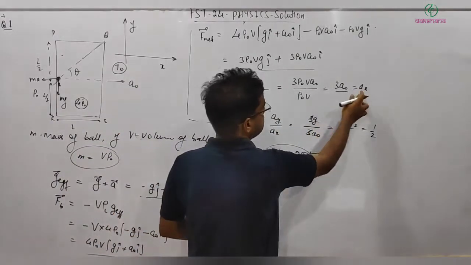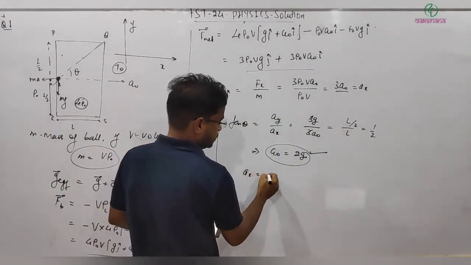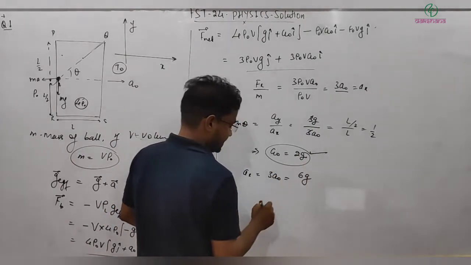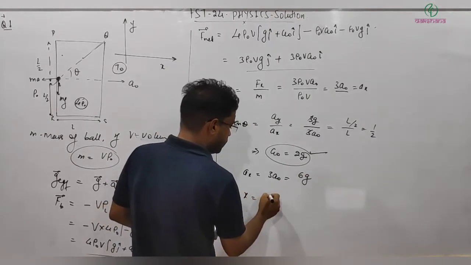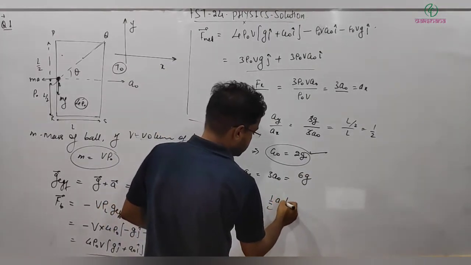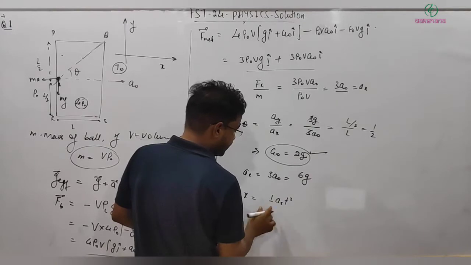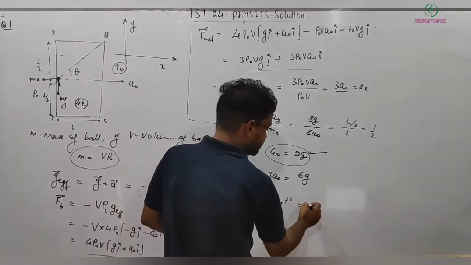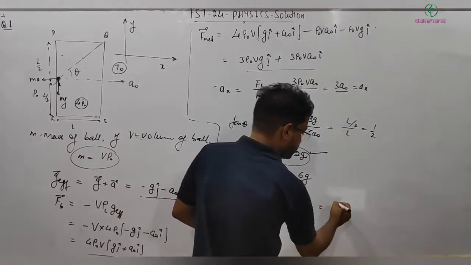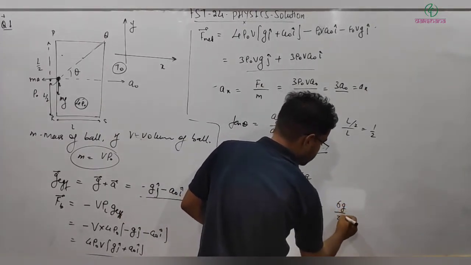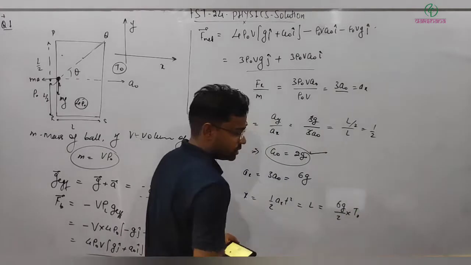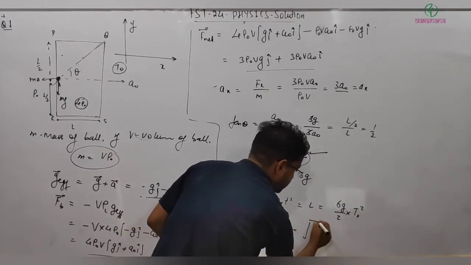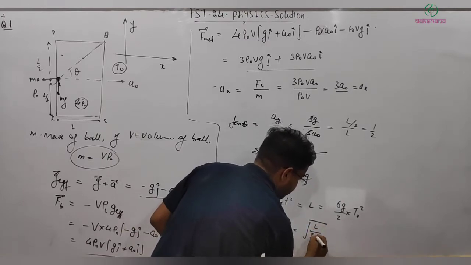Ax is equal to 3a naught, and A naught is equal to 2g, so it means it's 6g. And now I can write x is equal to half into Ax into t square, so we can get the time, how much it will be taking exactly. So x is equal to L, Ax is equal to 6g, divided by 2 into t naught square. So this implies t naught is coming out to be under root L divided by 3g.